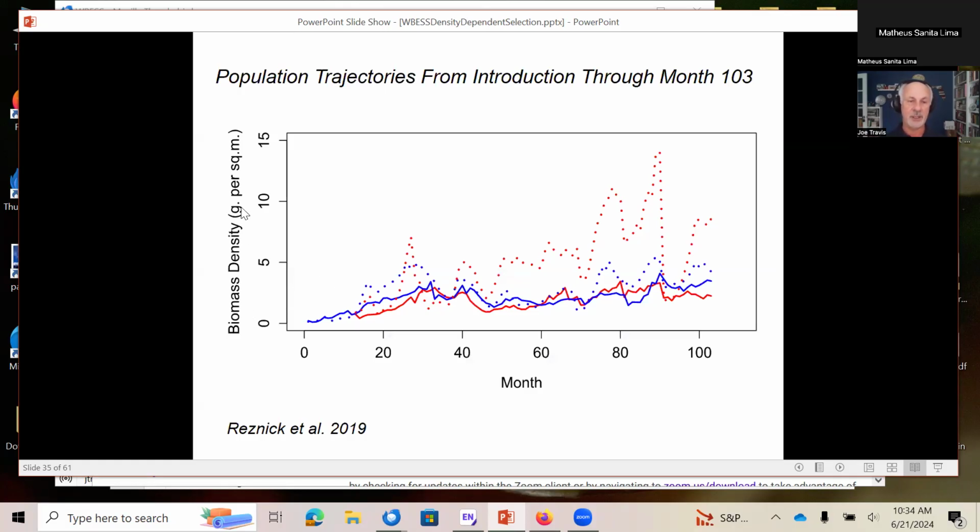Here's a graph of the biomass density, grams per square meter of guppy, in our 4 experimental populations through month 103 back from when we started. The blue lines are the upper and lower Lalaha. The red lines are the Kaiwa-Taylor pair. The solid lines are reaches in which we did not thin the canopy. The dashed lines are reaches where we thinned the canopy.